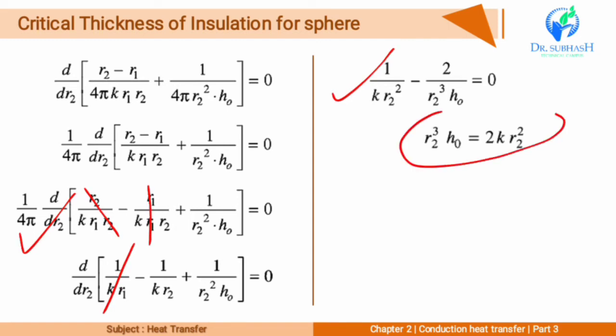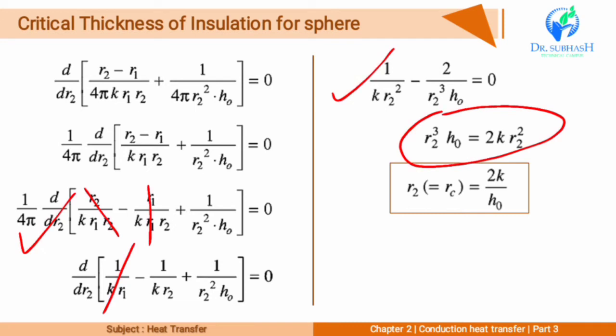So we get R2 cube into Ho equal to 2K into R2 square. Finally we get the equation of R2, that is equal to Rc, the critical radius of insulation for the sphere, is equal to 2K divided by Ho. In exams, the derivation is asked by the university many times, so it's a very important derivation for the university exam.